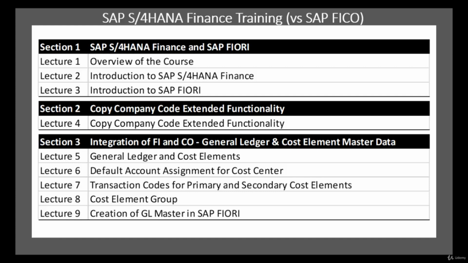Then in section 3, I will show you that now you can create general ledger and cost elements together through the transaction code FS00. And we can now use transaction code OKB9 to make cost center default with the cost element. And then I will show you the transaction codes for primary and secondary cost elements, which are now FS00, the same we use to create general ledger accounts. Then I will show you the cost element group, and then I will create a GL master in SAP Fiori.